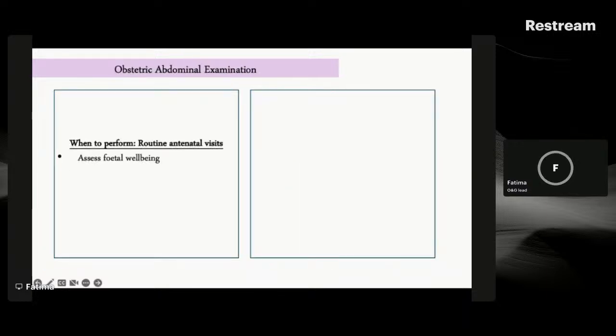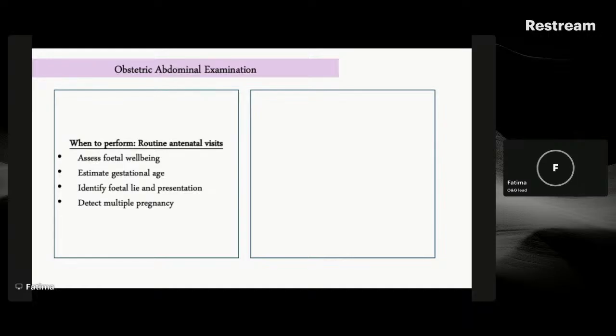Now, obstetrics abdominal exam. When do you perform it? You're doing it during routine antenatal visits as well, but it's to assess the fetal well-being, estimate gestational age, identify fetal lie and presentation, and detect multiple pregnancies as well. In terms of the examination, you introduce yourself, confirm the patient identity, explain the examination, and obtain consent. So you'll say, I'm going to be feeling your tummy, feeling for the position of your baby, listening to their heartbeat and measuring your tummy, okay?